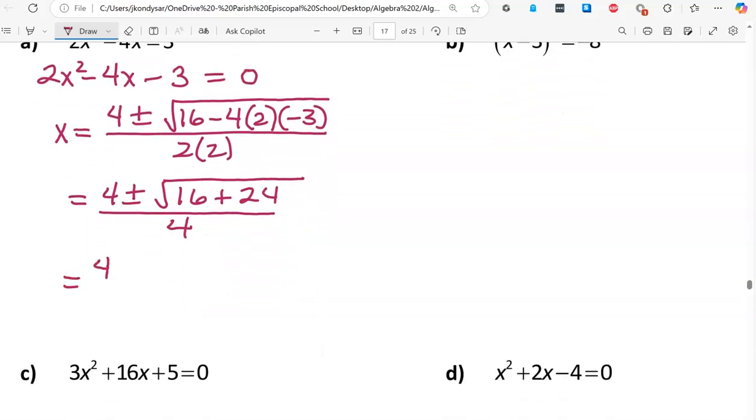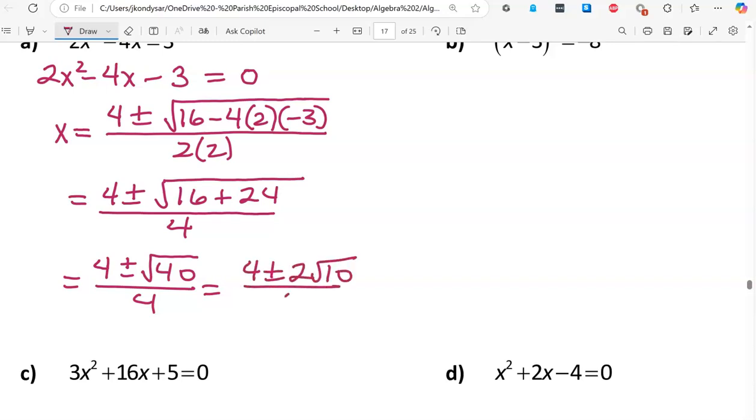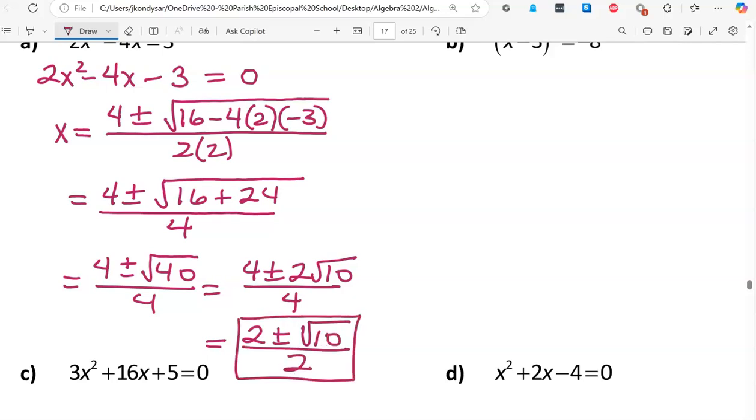And so we've got to simplify this square root. The square root is the square root of 40, and 40 simplifies to 2 times the square root of 10, and we can reduce the numerator by a factor of 2 and the denominator by a factor of 2. So we're going to get 2 plus the square root of 10 divided by 2 as a solution.